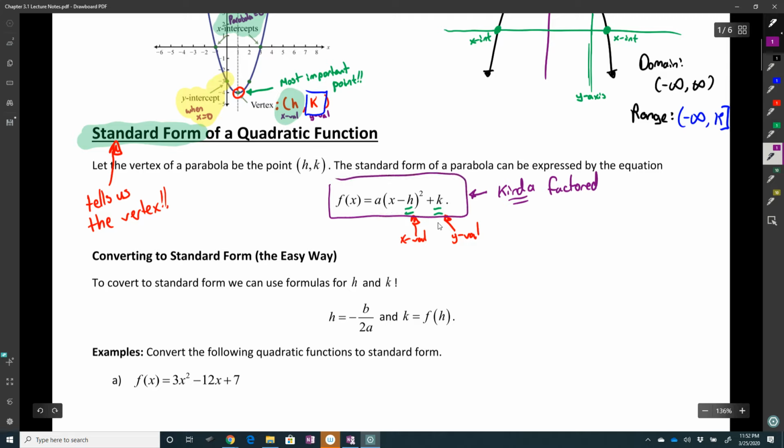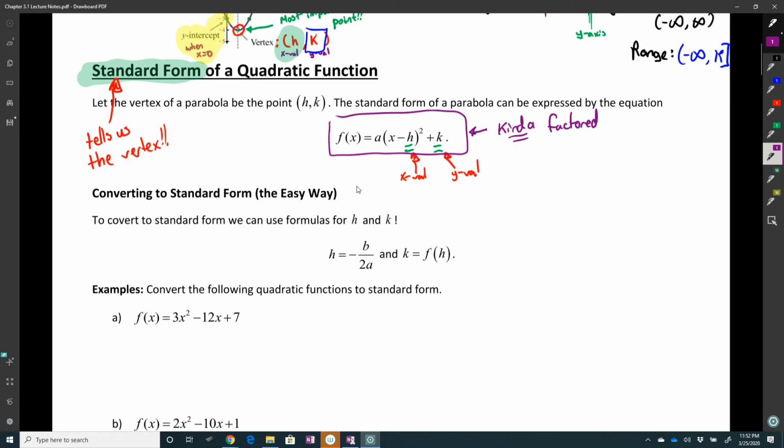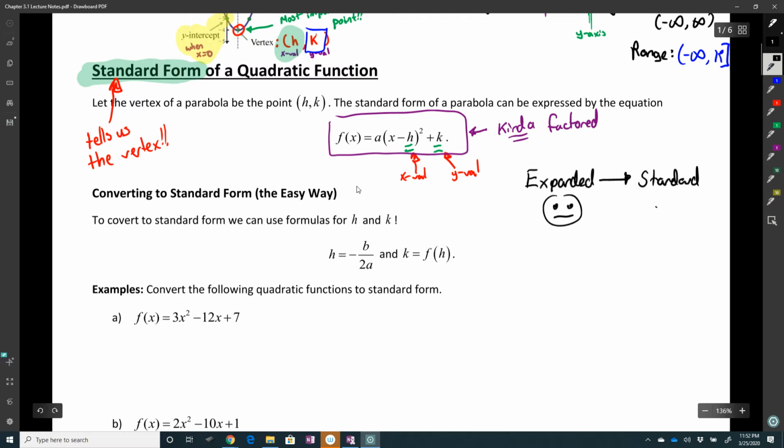But anyway, so we like this. We love this standard form. And so we're going to learn two ways on how to go from expanded, remember, expanded is more like that, to standard. And standard makes us happy because it has the vertex. So expanded has the y-intercept, which, that's the face you make because the y-intercept's not really an important point. But here, the standard form gives you the vertex. And so you're like, yay! And you get your answer.